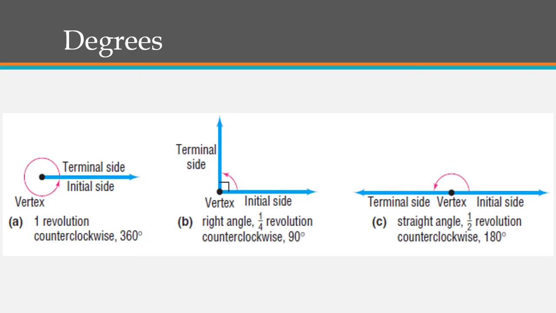So we're used to cutting up circles in degrees. 1 rev is 360. If you take a quarter of a revolution, you take a quarter of 360, that's 90 degrees. If you take half of a revolution, that's half of 360, which is 180. We should already kind of have an understanding of this. We're going to do the same.